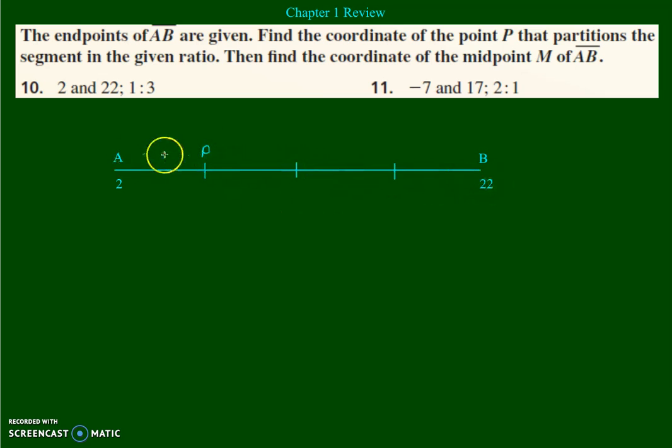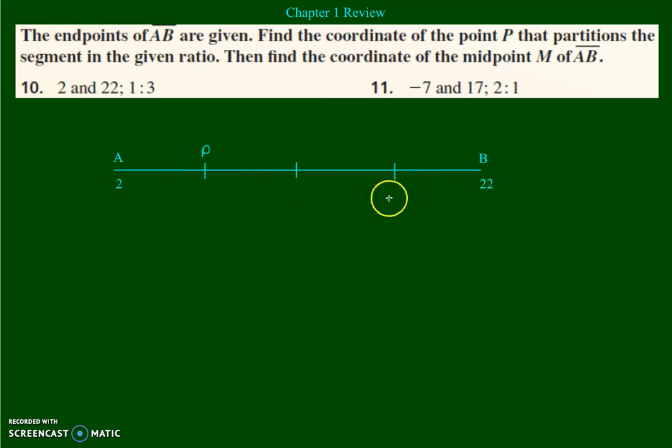So 1/4 is from A to P, 3/4 from P to B. Now all that remains is for us to find the coordinate of this point. The way we're going to do that is we're going to find the total length of this segment and divide it by 4, which gives us the length of each one of these pieces.